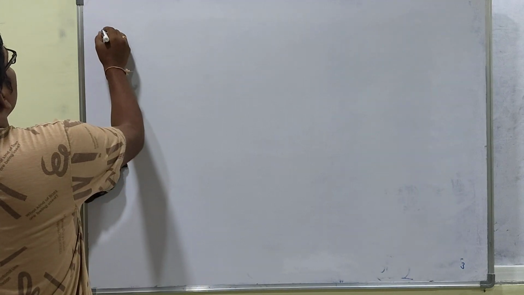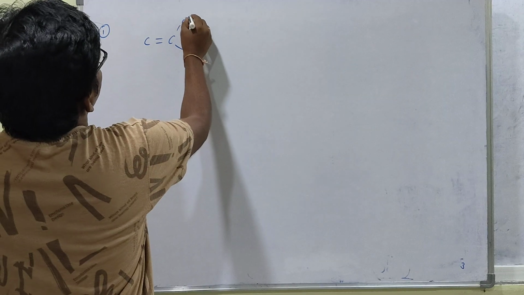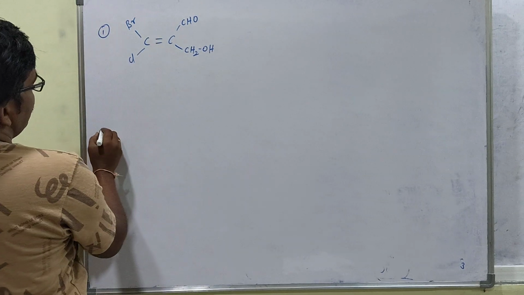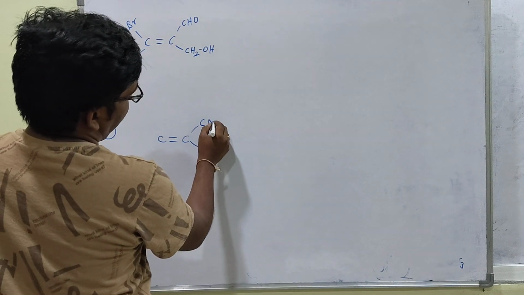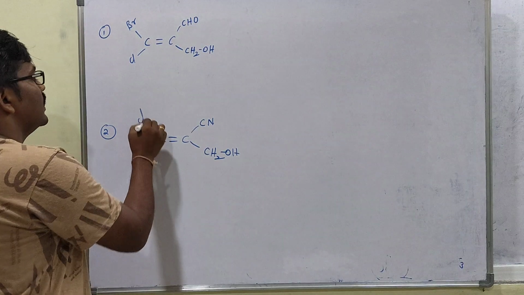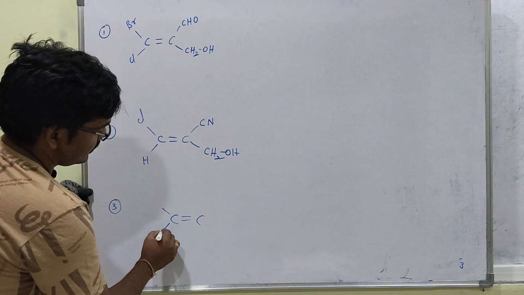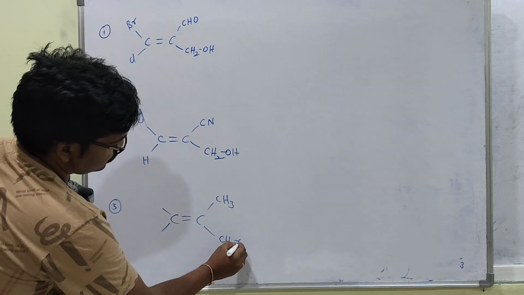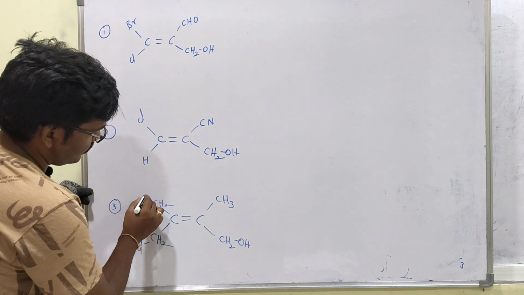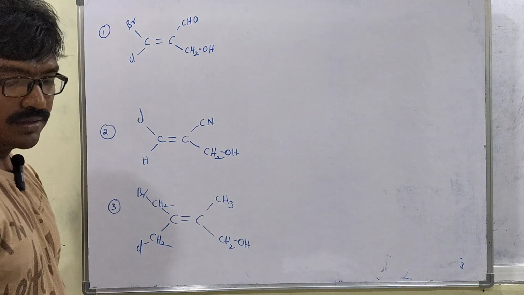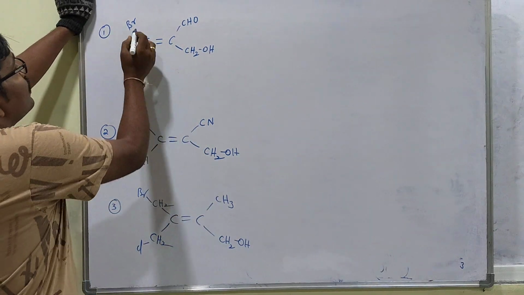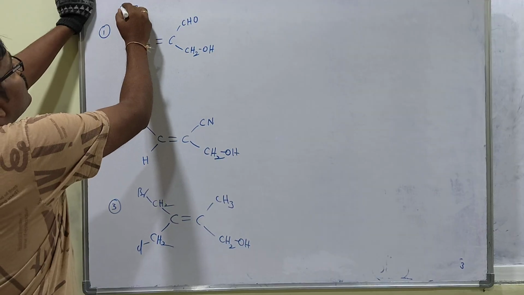For example number 1: C double bond C, with CHO, CH2OH, then Cl, then Br. Number 2: C double bond C, with CN, CH2OH, then H, then Cl. Third one: C double bond C, with CH3, CH2OH, CH2Cl, CH2Br. See, my dear students, in these you have to identify which is the cis isomer, which is the Z isomer, which is the E isomer. First, chlorine and bromine: bromine has the higher atomic number according to the rules.